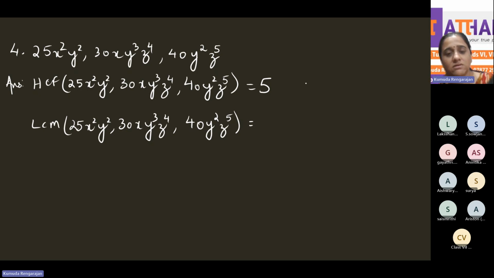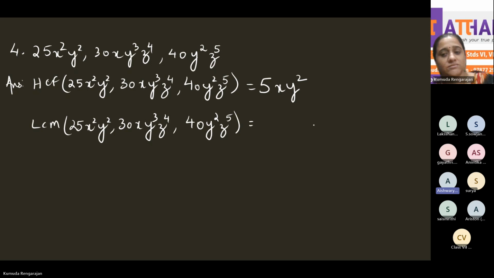And then among X, Y, and Z, take their least powers. So X, then Y squared. And Z, we don't have Z in the first one, so it is Z to the power 0. The least power is Z to the power 0, which is 1. So don't write it. Then the next one, what is the LCM of 25, 30, and 40?